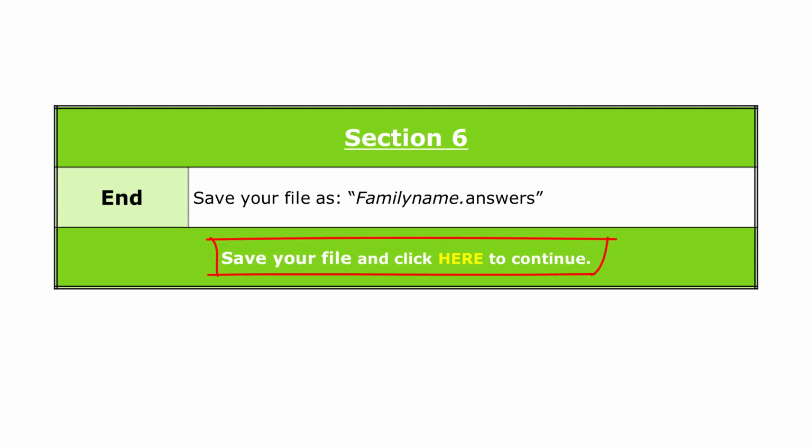This is the end of section 6. Make sure you have saved your file in the folder called Kojin Holder.